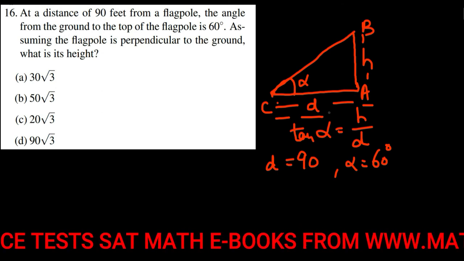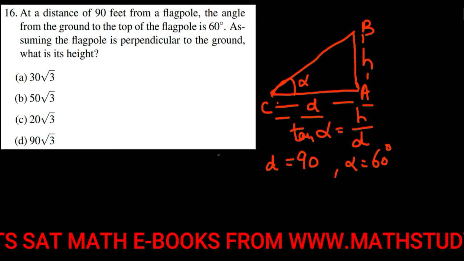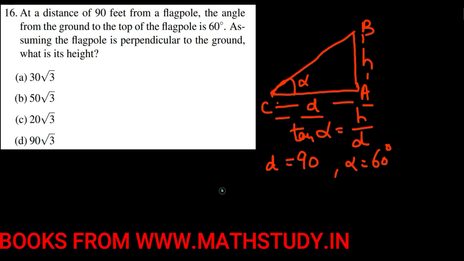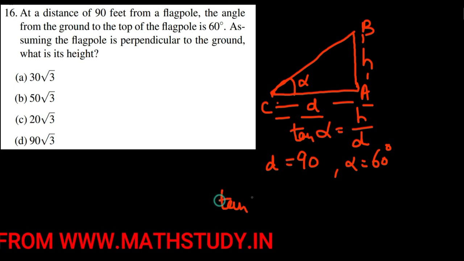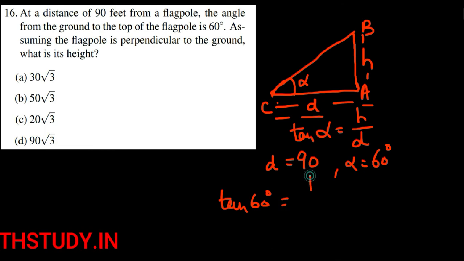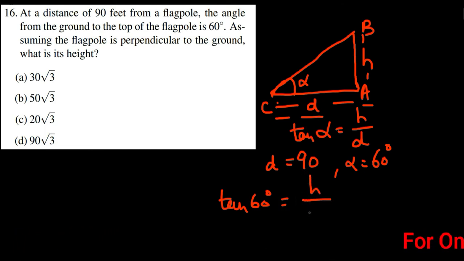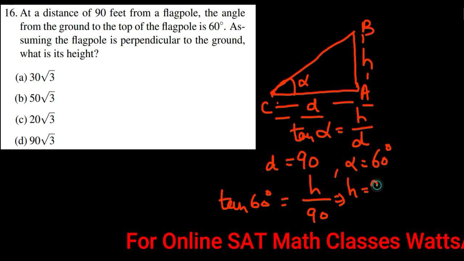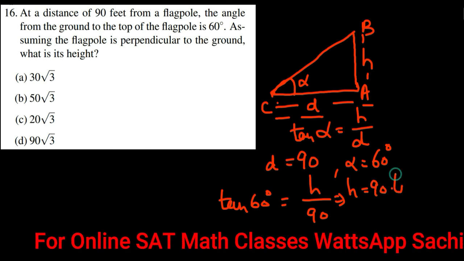So we have already discussed the basic concept of this problem. Now we just have to input the values here. So tan alpha, that is tan 60 degrees, is equal to H. Let us assume the height of this pole is H and D is given. D is 90 feet. So this further implies H equals 90 into tan of 60 degrees.